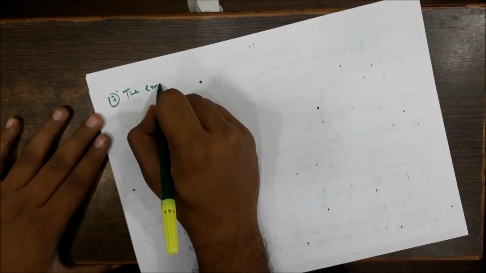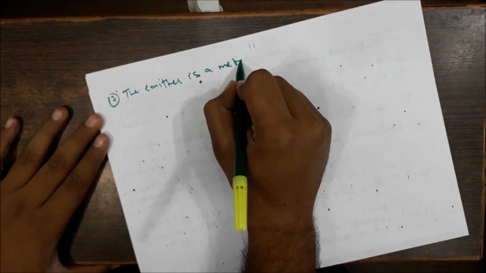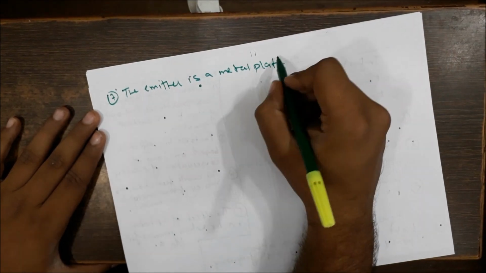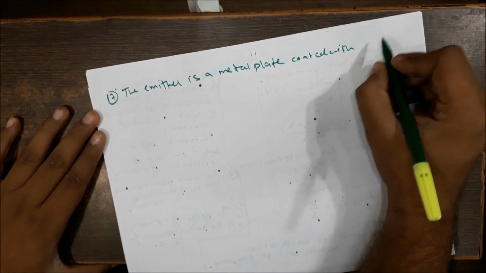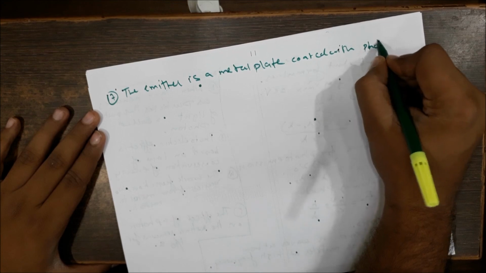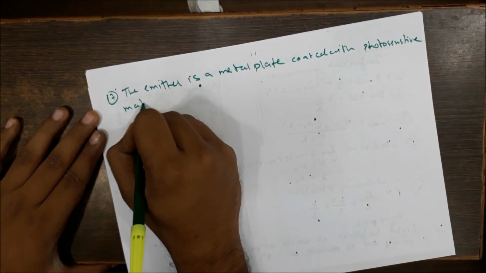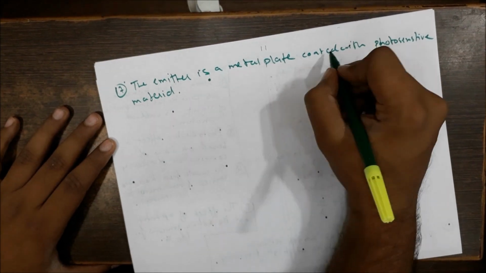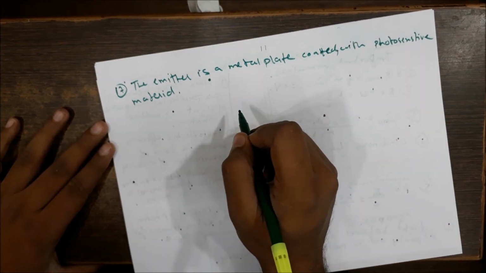The emitter is a metal plate coated with a photosensitive material. So emitter is a metal plate coated with a photosensitive material.